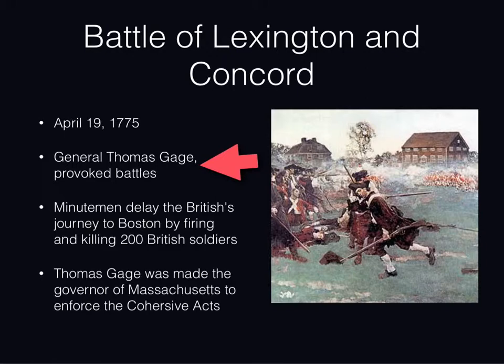The British began toward Boston, but Minutemen started firing at the British. This event injured 200 British soldiers, but the British reached Boston in the late afternoon. Thomas Gage was made governor of Massachusetts to enforce the coercive acts.